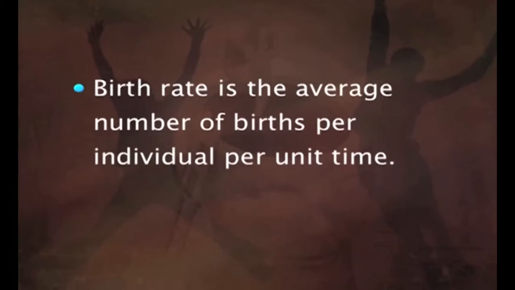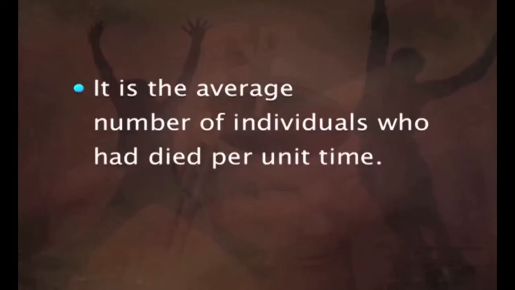So, it means for a particular period of time, the average number of individuals who are born during that time, that is the birth rate. Coming on to death rate, similarly it is the average number of individuals who had died per unit time. So, there will be population explosion when certainly the birth rate is much higher than the death rate.